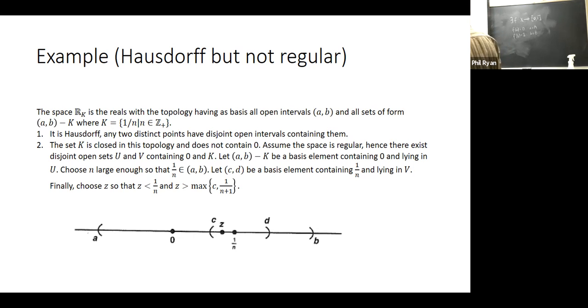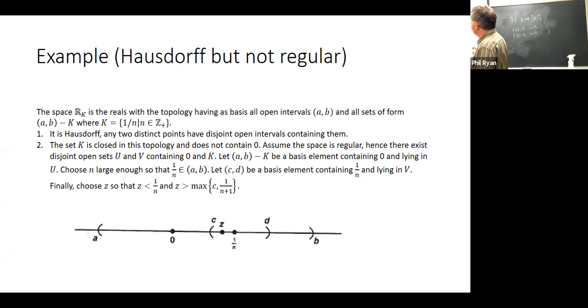So, for example, here's an example of a space which is Hausdorff, but not regular. This is our friend R_K. We saw this before. It's the real line, and as a topology we have the basis of all intervals (a, b), like normally we would have, but also sets of the form (a, b) minus the set K, where K is just the harmonic numbers, 1 over n. Remember, this is a finer topology than the normal topology on the reals.